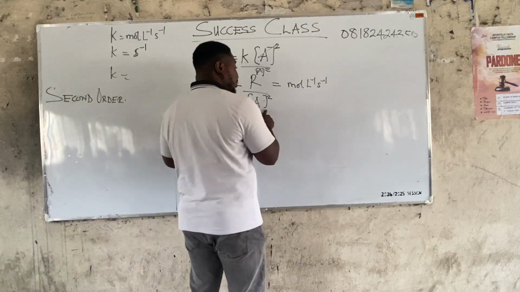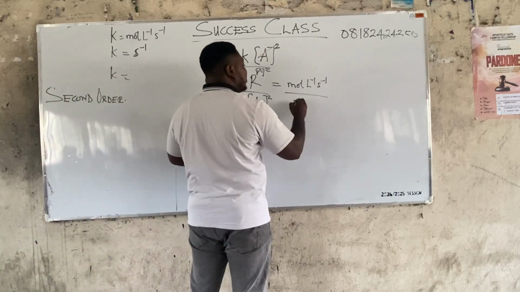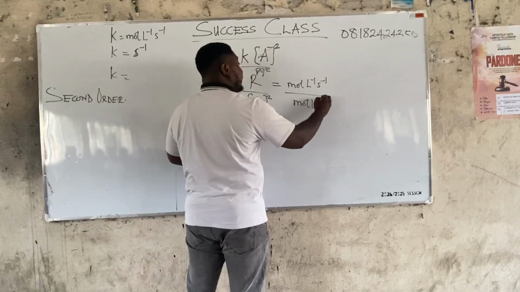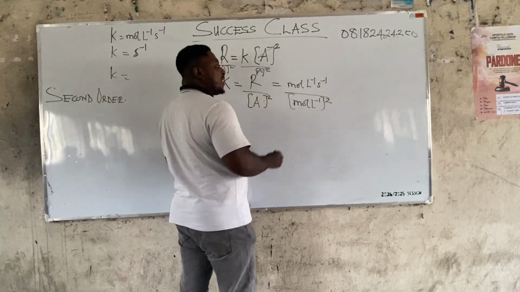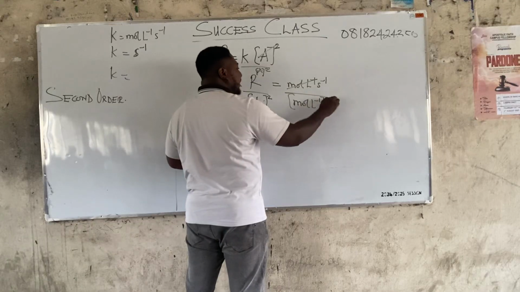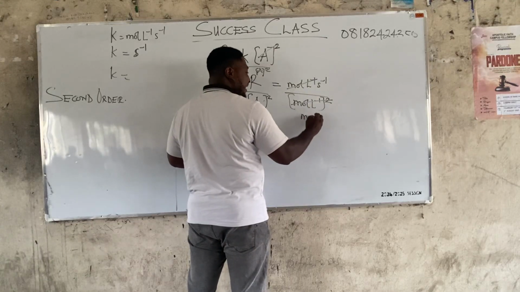This is the concentration of A. What is the unit for concentration? Mole per liter. For concentration squared, so mole per liter squared. So we have 1 mole per liter up. If it kills 1 mole per liter down, there will still be 1 mole per liter left.